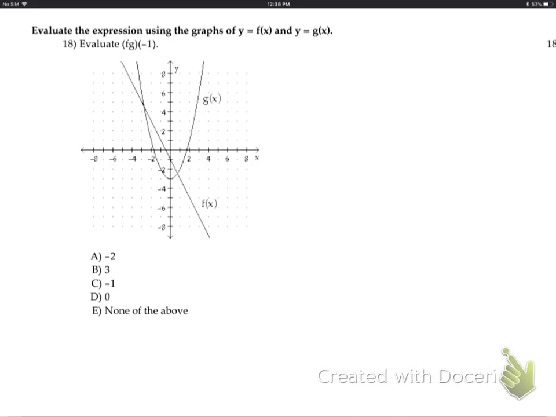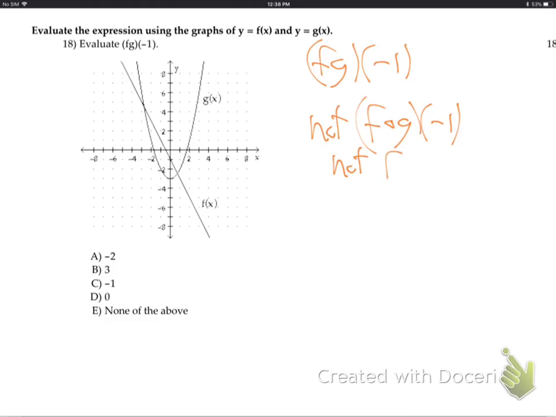Okay, so 18, notice it says f g negative 1. It does not say f of g of negative 1. No little circle in the middle. Everybody see that? What's that matter? It's not this, in other words. That's what the circle would mean. So it's not that. Well, then what is it?